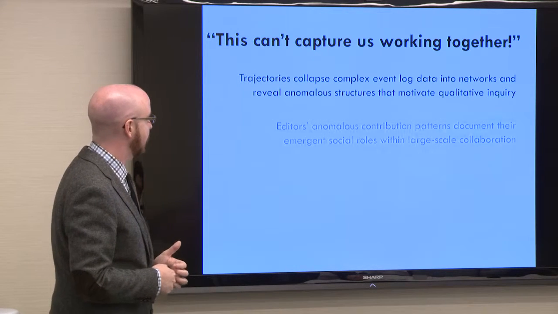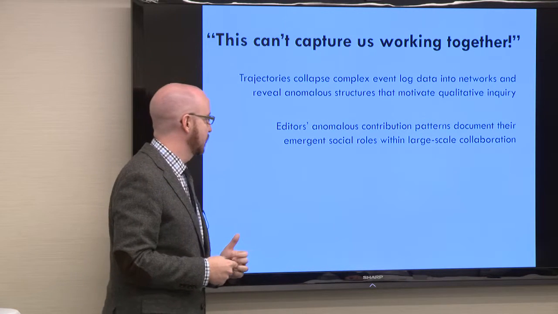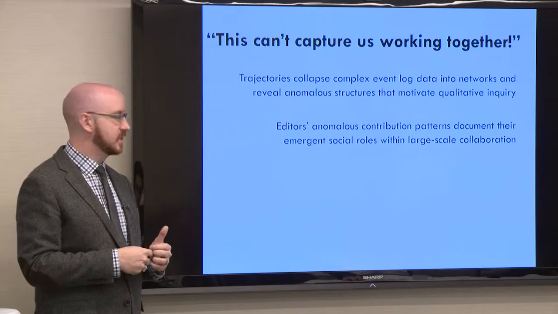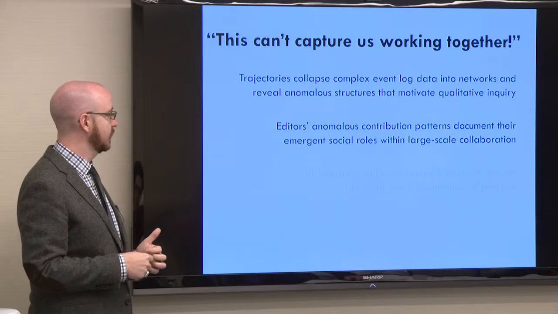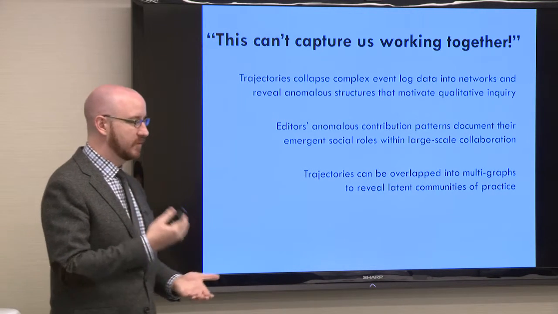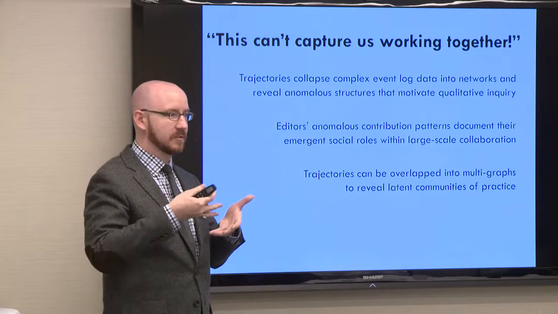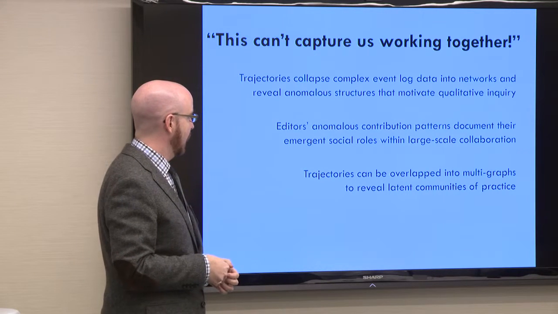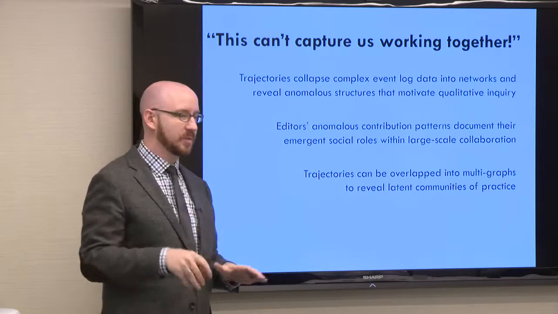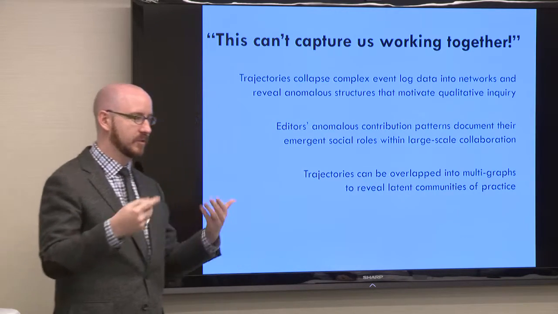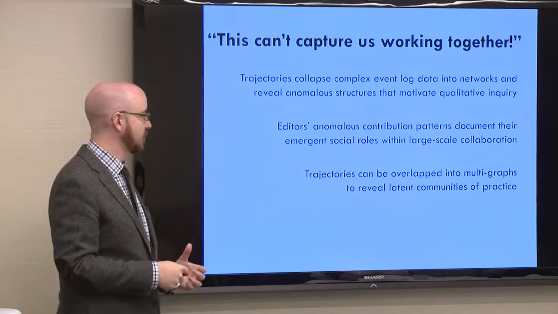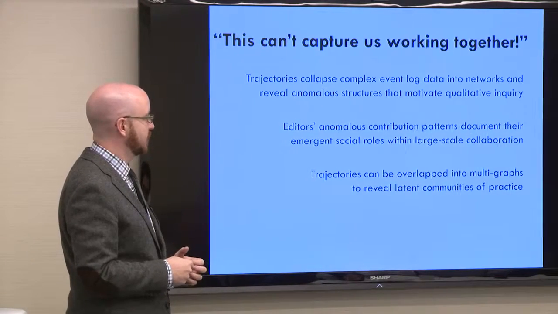And these anomalous contribution patterns also document these emergent roles within these large-scale collaborations. And we can begin to think about how we can aggregate and combine these graphs and overlap them and look at how people are working together across multiple kinds of collaborations, and how that might begin to illuminate new kinds of social roles and communities that we would otherwise potentially miss.